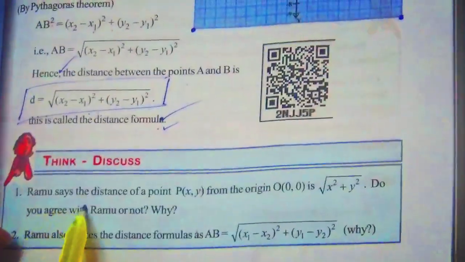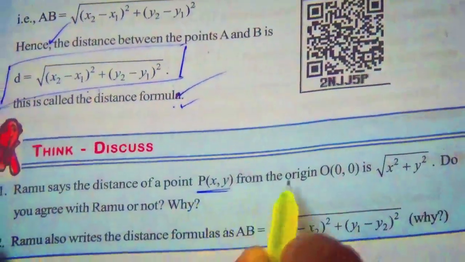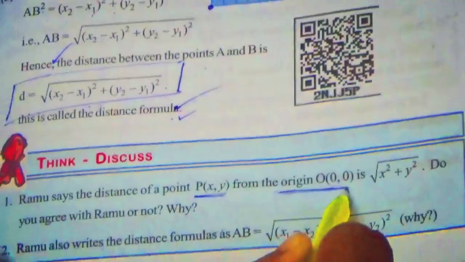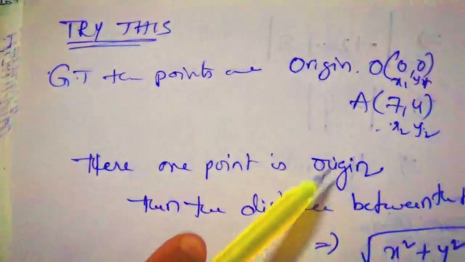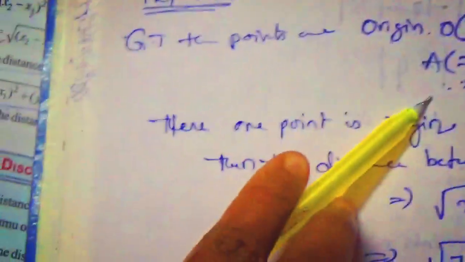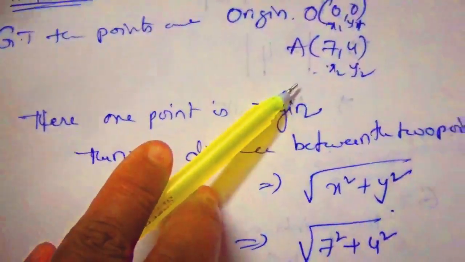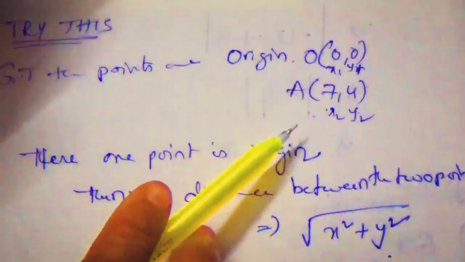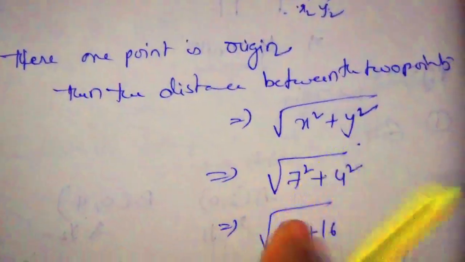Ramu says the distance of a point P from the origin. Origin means (0, 0), as I already said. Given the two points, the origin and the other point, what is the formula? That is the square root of x square plus y square.